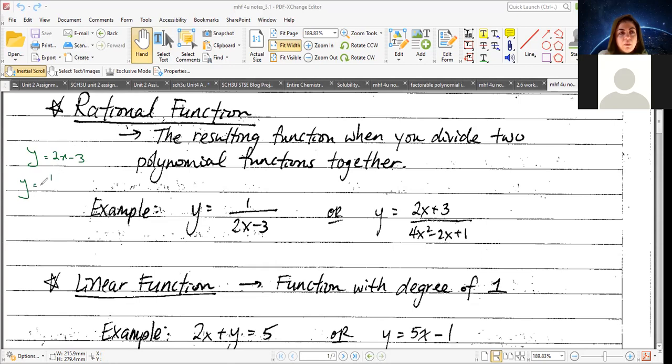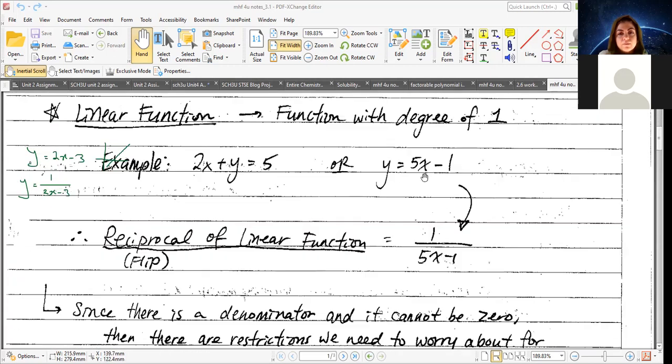You say 1 over 2x minus 3. So this is a reciprocal. Of course, you know that the drawing for this is a line, is a linear like that. A drawing for reciprocal is different. You have an asymptote. So I'm gonna do an example with you.